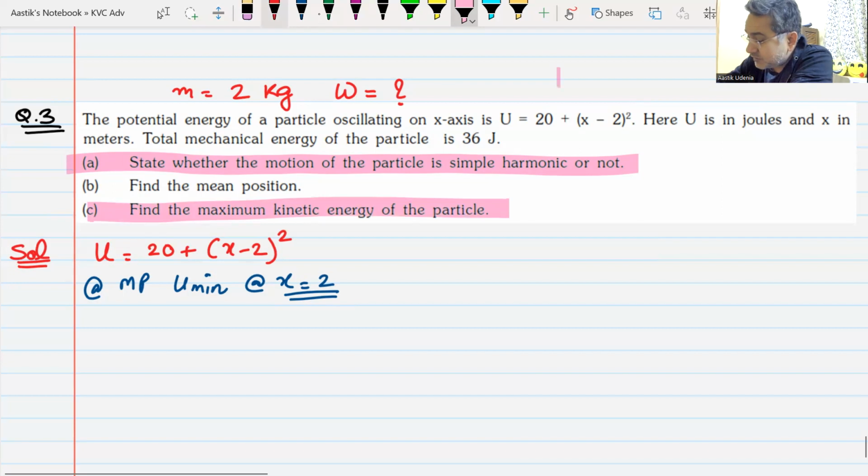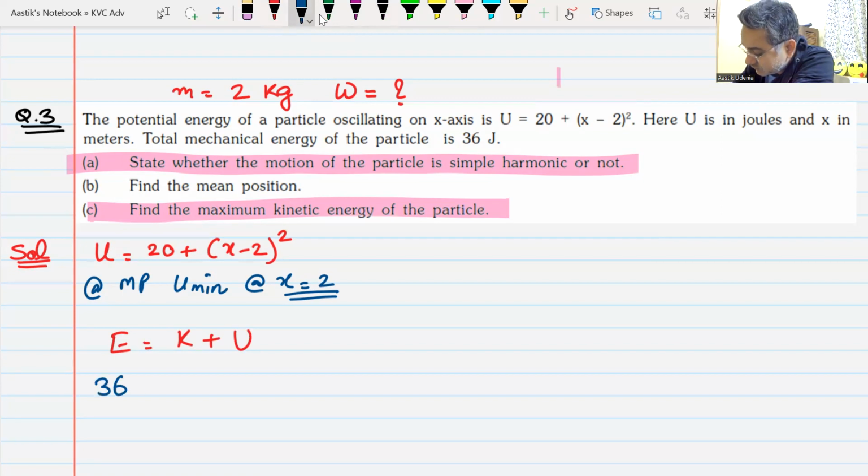Total energy should remain constant. Yes, sir. Total energy should be equal to kinetic energy plus potential energy. Now kinetic energy is maximum at the mean position, so I just use this equation at the mean position. At the mean position, this is 36, equal to K max plus, at the mean position, the potential energy is 20. So kinetic energy maximum is 16 joules. Well done.